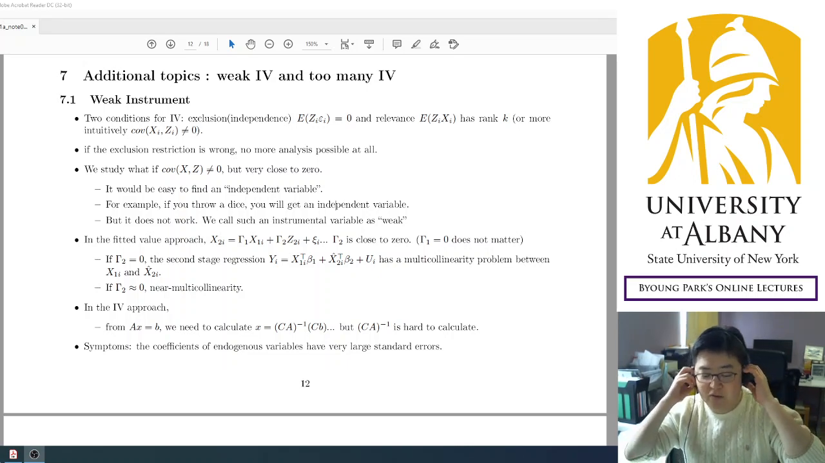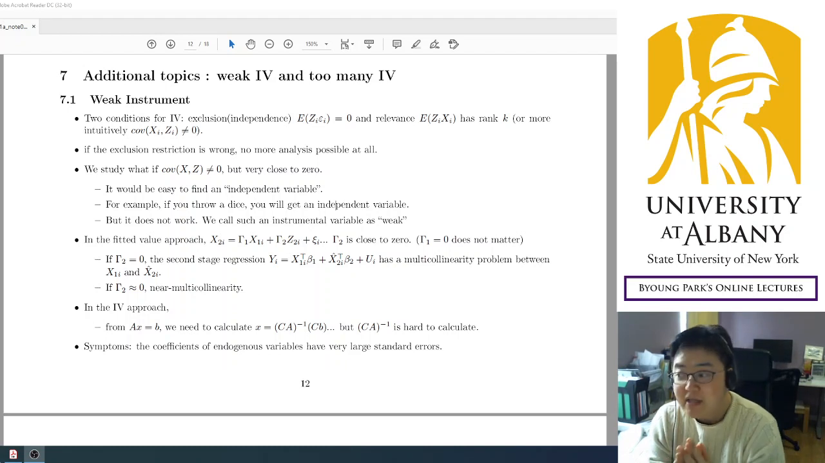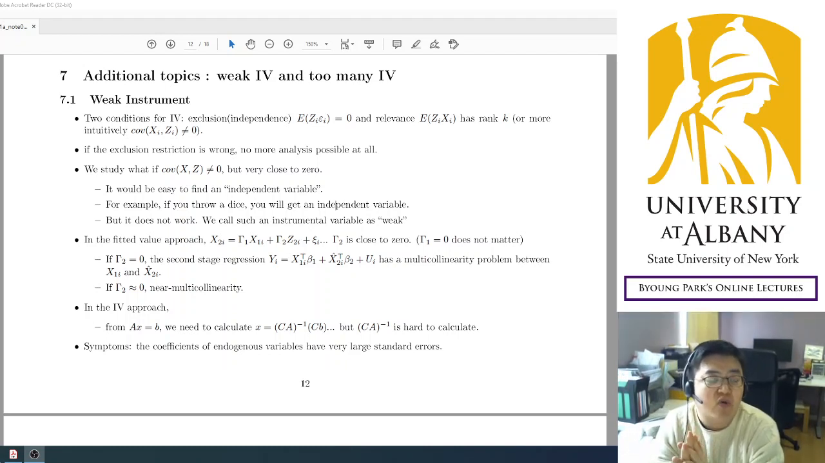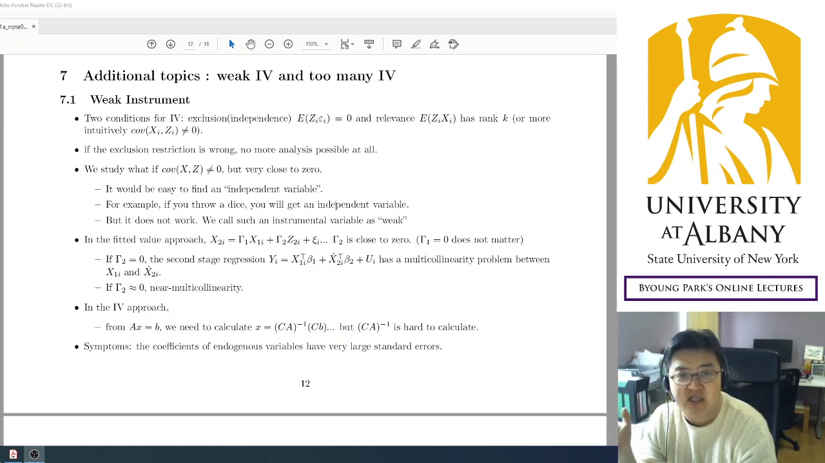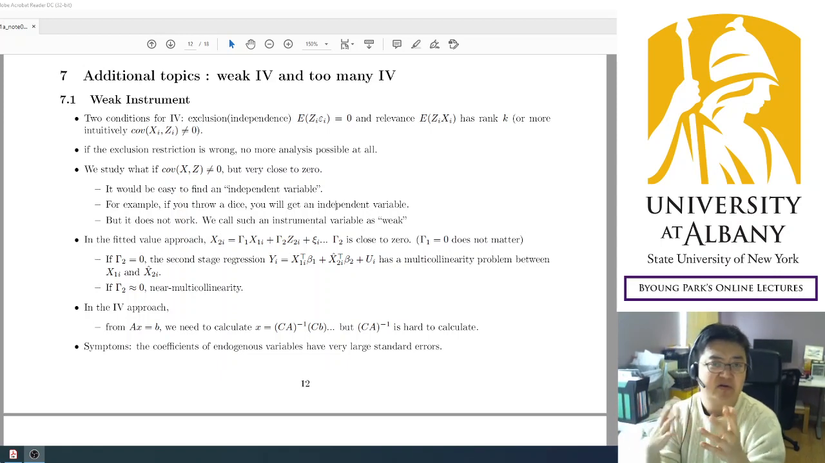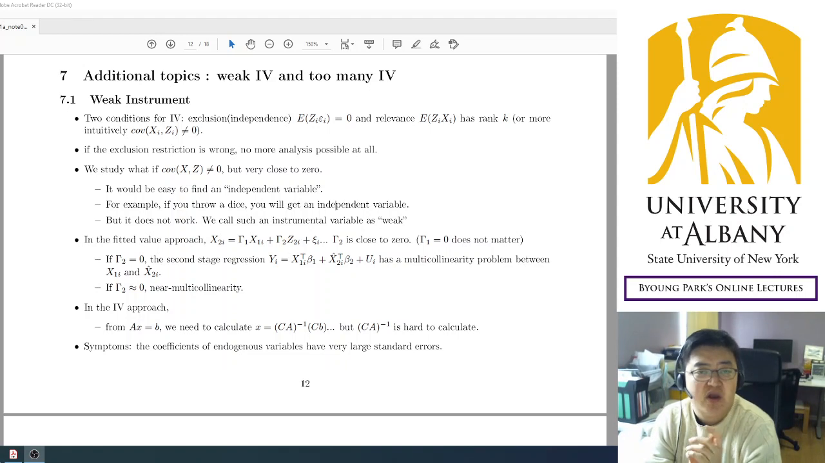Hello. So in the previous videos, I have explained how we can identify a regression model when you have an endogenous variable. The key idea is to have an instrumental variable. When you have as many instrumental variables as the number of endogenous variables, and under a few more conditions, you can identify all the parameters.